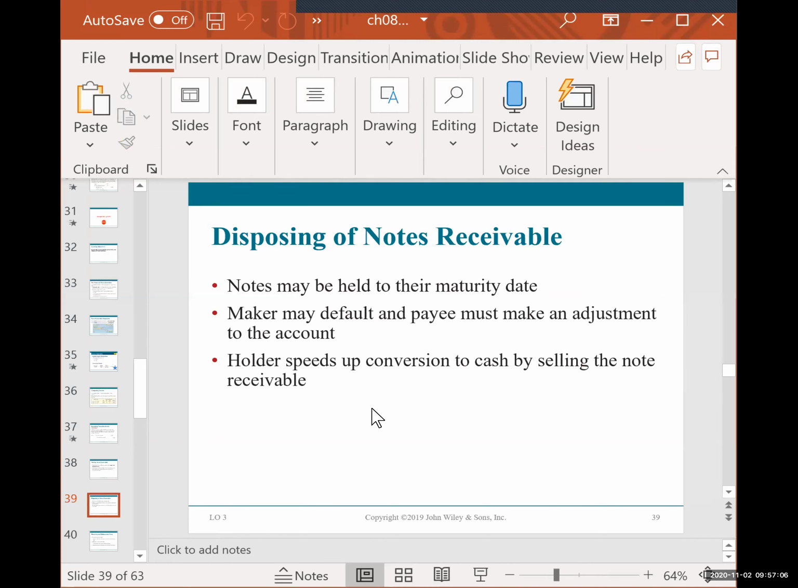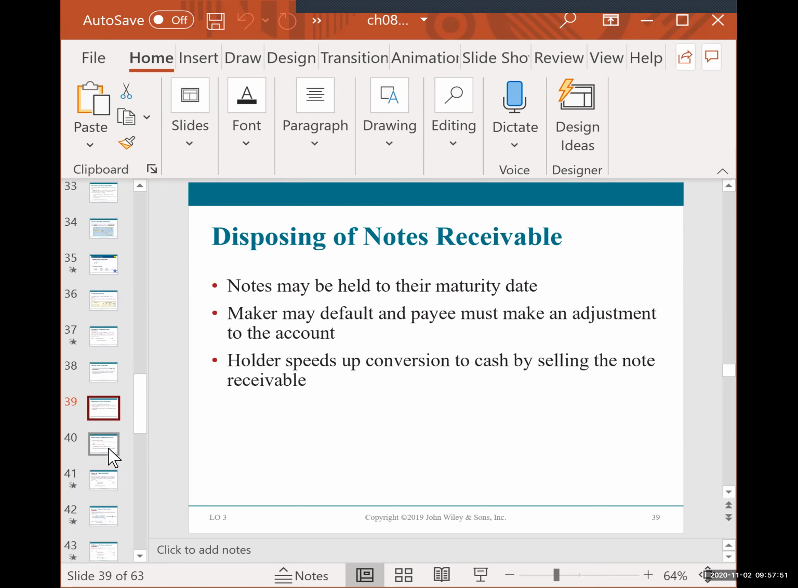Disposing of notes receivable. So there's different things that can happen to a note. A note may be held to its maturity date, and at that point, you would be collecting the payment and disposing of the note. A note might default, so that would be the person who's paying the note defaults, and you have to get rid of the note. Or the note holder speeds up the conversion of the note by selling the note receivable to someone else, and that's kind of similar to that factoring we looked at in the other chapter. We're only going to be seeing, I believe, that the note reaches maturity, or we may see that the maker defaults on the note, okay?